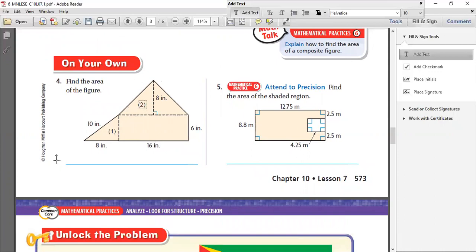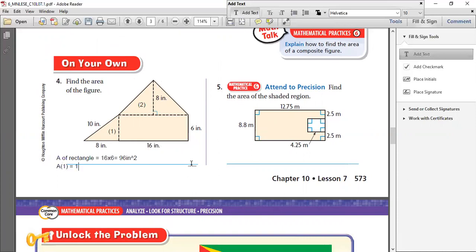First let's find the area of the rectangle. That's LW. LW means 16 multiplied by 6. The length is 16. The height is 6, which is going to give you 96 square inches. Now let's find the area of triangle 1.